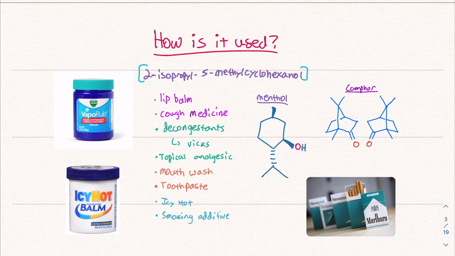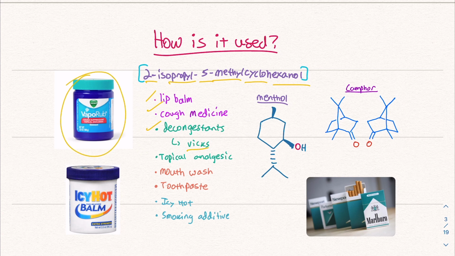So how is menthol used? One of the official names is 2-isopropyl-5-methyl cyclohexanol. I just put that in there because some of these names are really crazy, so I thought I'd put that in there. I think it's interesting. It's used in things like lip balm, cough medicine, decongestants like Vicks Vapor Rub.